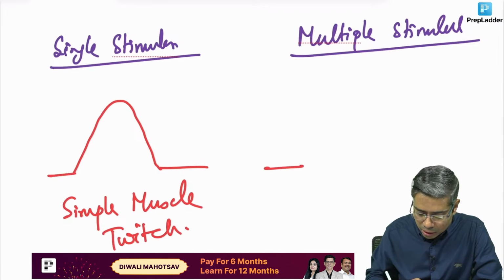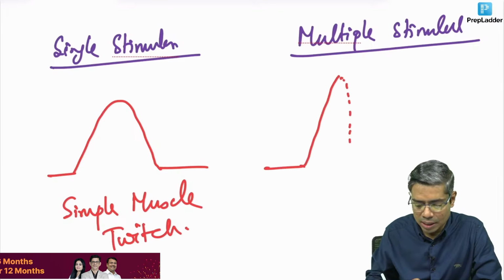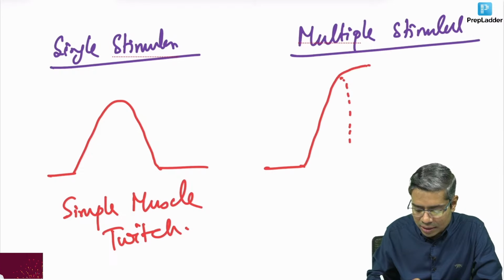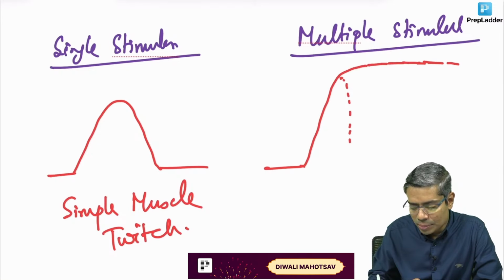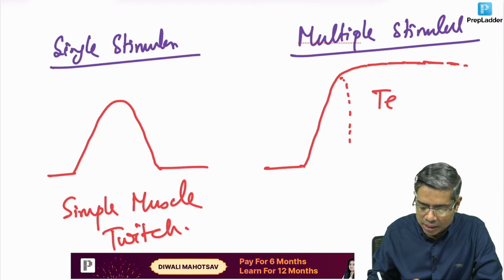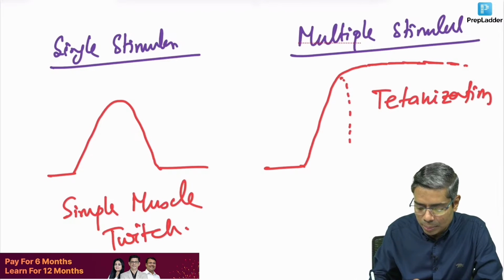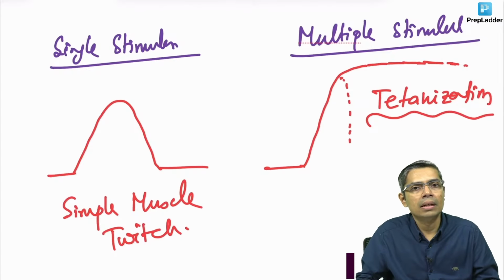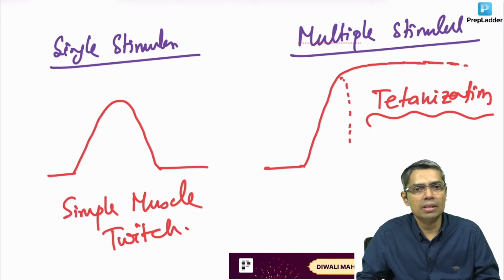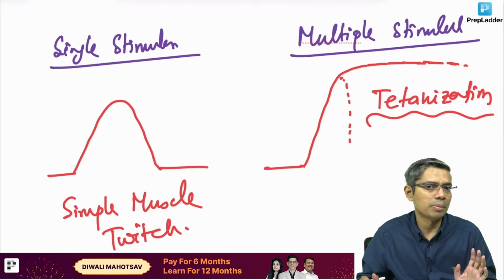So it will contract and then it will not get time to relax like this. It will continue to contract in a sustained way until and unless you stop the stimulus. This kind of phenomenon is known as tetanization of skeletal muscle. So if I have to remember what tetanization of the skeletal muscle is, it is a sustained persistent contraction of the skeletal muscle due to high frequency stimulation.